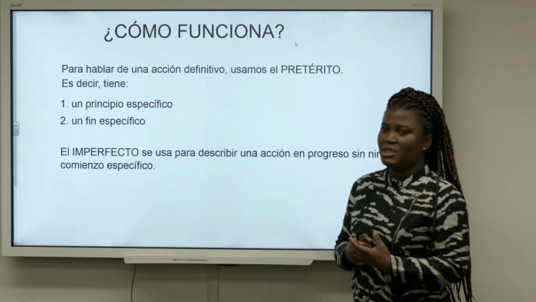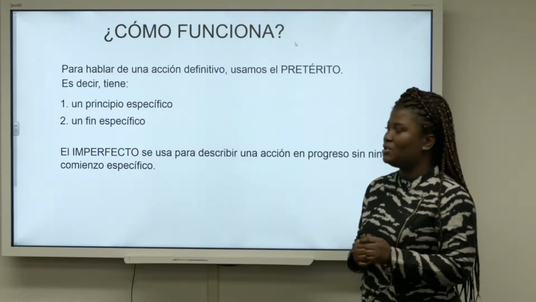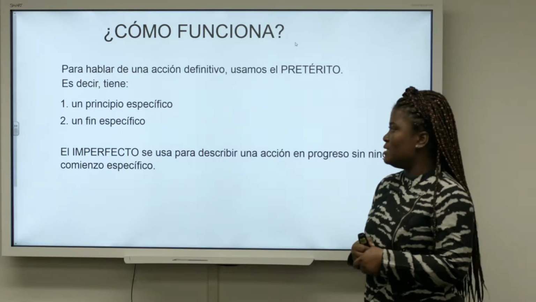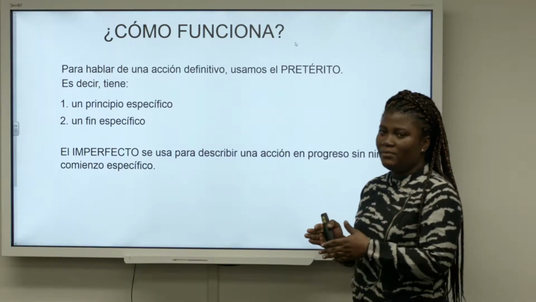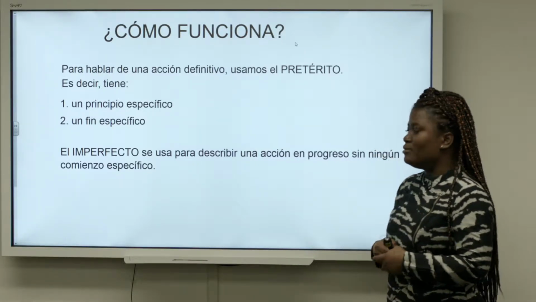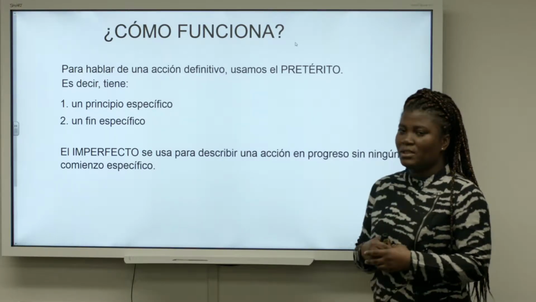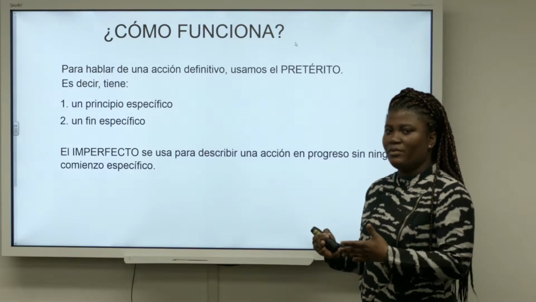When you want to describe an action that you did in the past, a very particular action that's already done, then you use the preterite. This means that your action had a specific beginning and a specific end. When you use the imperfect, you're describing an action that was in progress, that didn't really have a specific beginning and didn't really have a specific end.